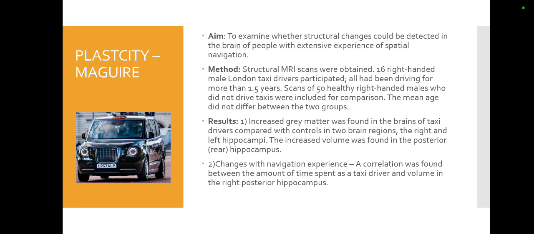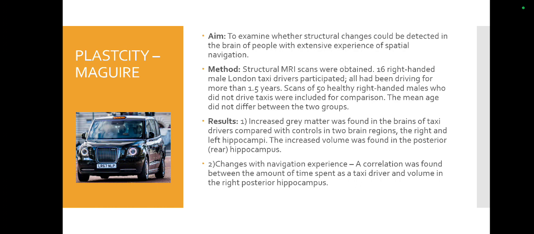So the aim of Eleanor Maguire's study was to examine whether or not structural changes occur in the brains of people who have experience of spatial navigation. So the people that she selected to participate were taxi drivers. Because of the spatial demands that are placed onto these people, we tend to see that they've got really good spatial capabilities. So she wanted to see whether their brains looked any different.